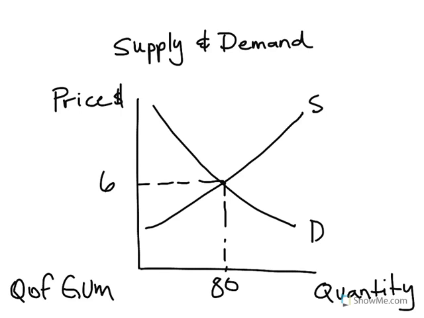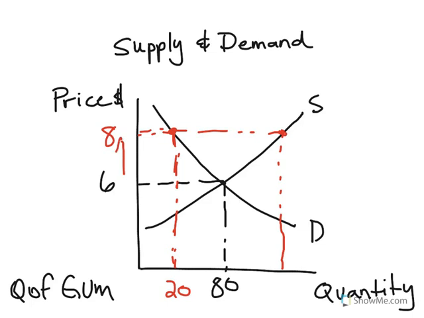Let's say that the price of gum increases to $8 from $6. If you follow those two points along the graphs, you'll see that at $8, the quantity demanded, shown on the demand curve, is going to fall, let's say to 20 packages of gum. Suppliers, on the other hand, if price increases, as we saw in the supply curve, are willing to produce and supply more. Let's say 100.